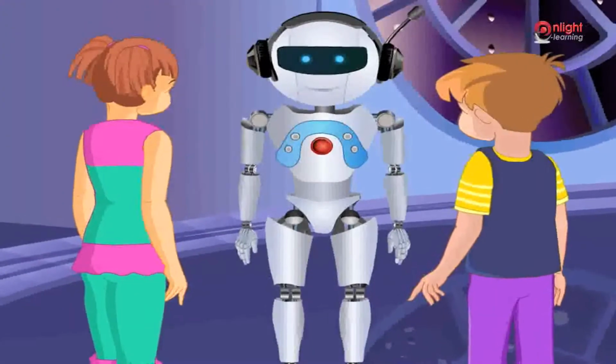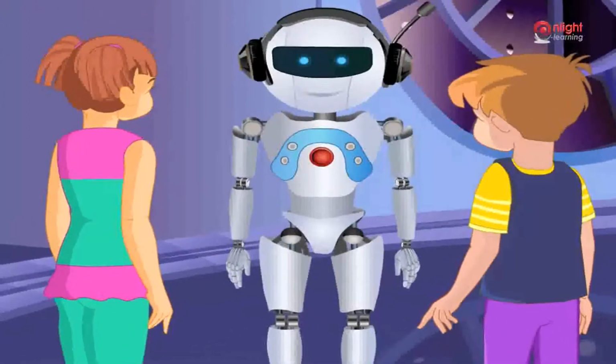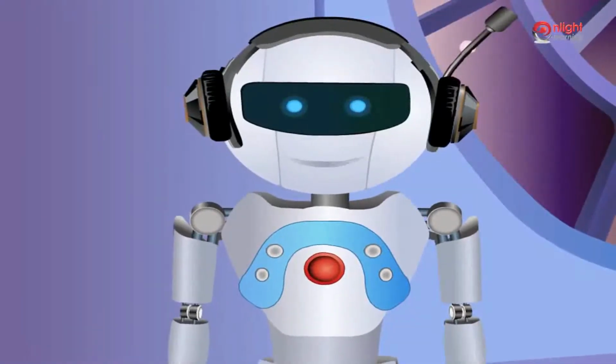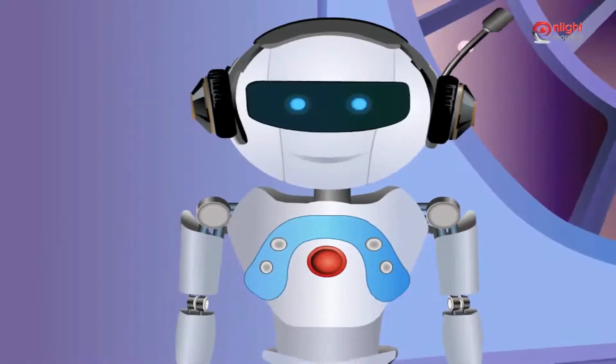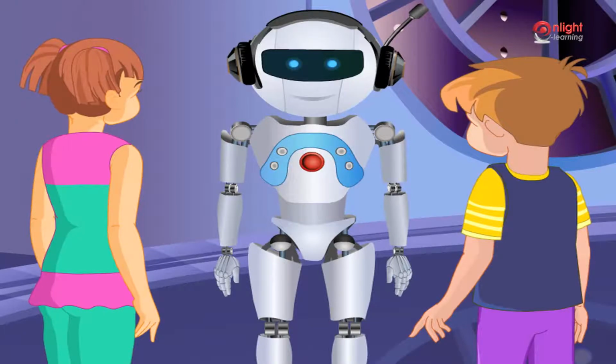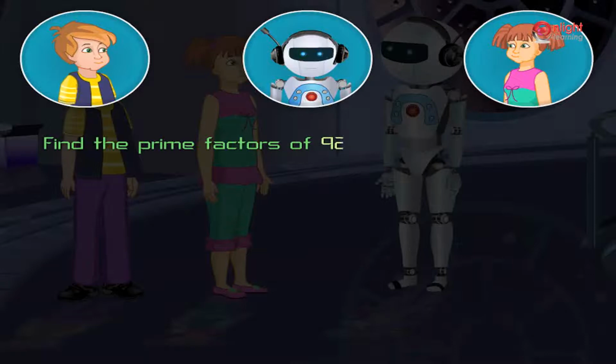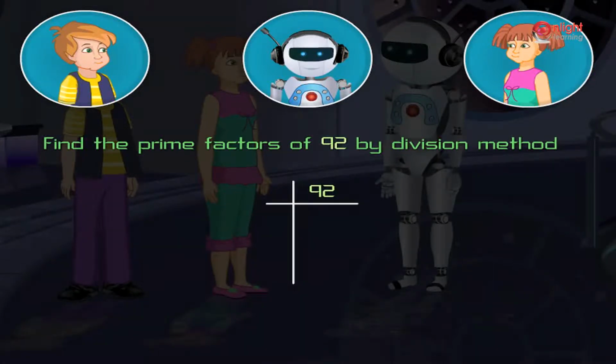The division method of finding the prime factors of a number. In this method, the given number is divided by the smallest prime factor by which it is divisible. Let me explain with an example. Can you find the prime factorization of 92 by division method? First step is to check which of the smallest prime number divides 92 without leaving a remainder. 2 is the least prime number that divides 92 without leaving remainder.